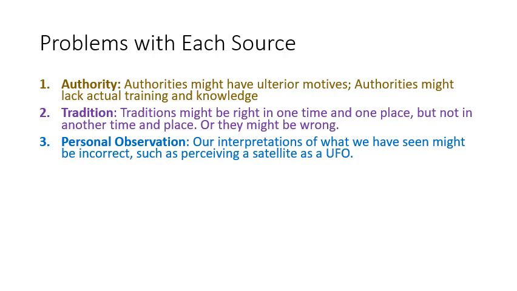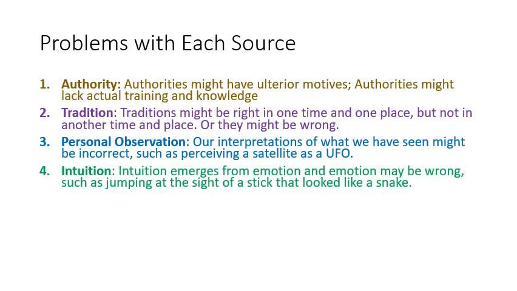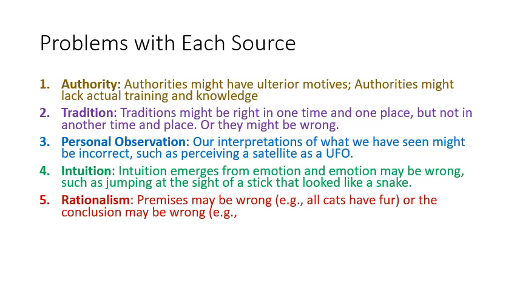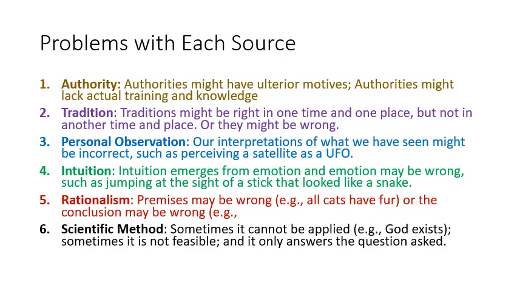Personal observations: our interpretations of what we have seen might be incorrect, like if we perceive a satellite as a UFO. Intuition emerges from emotion, and emotion may be wrong, such as jumping at the sight of a stick that looked for a moment like a snake. And rationalism, well, the premises may be wrong. For instance, all cats have fur, that's a false premise. Or the conclusion may be wrong, and that is to say, we had flawed means of finding our conclusion.